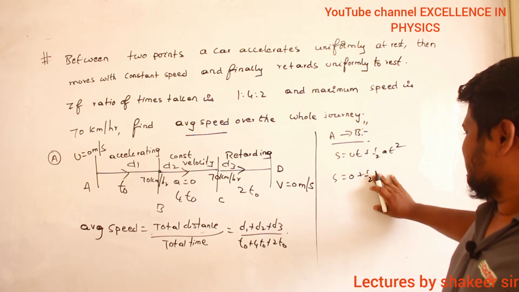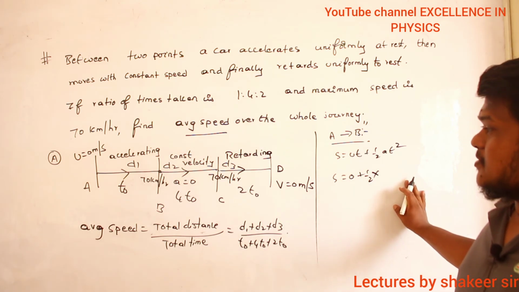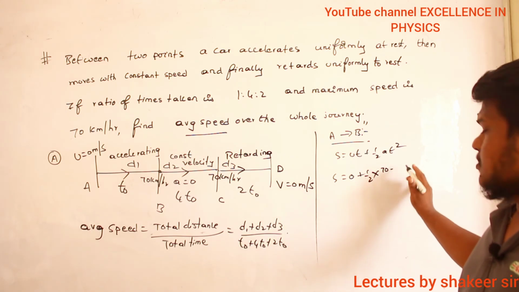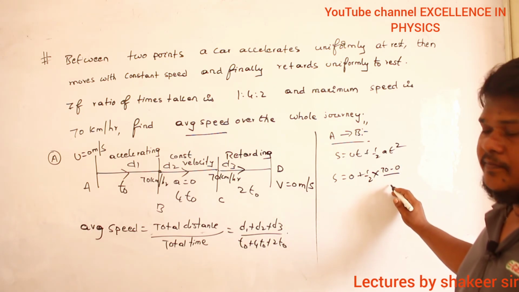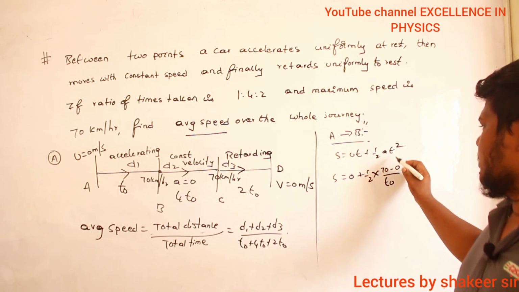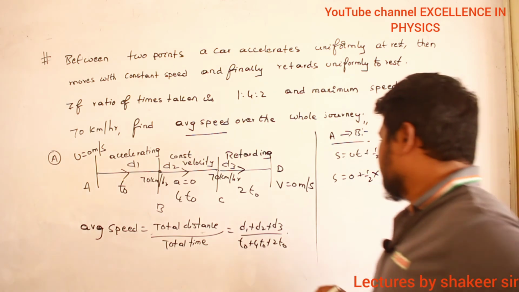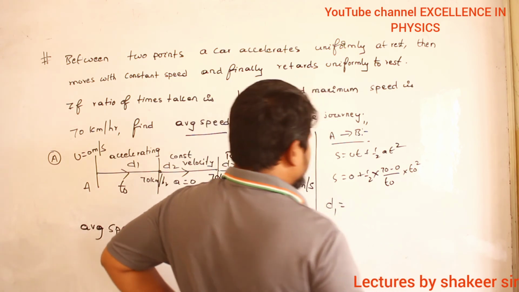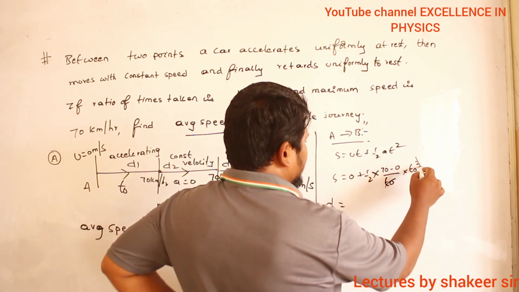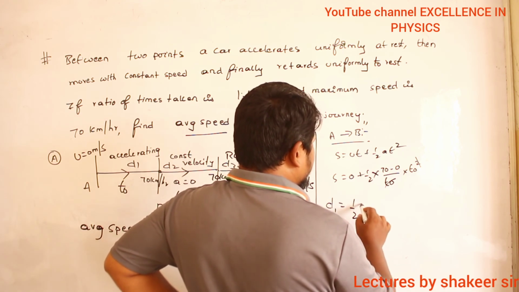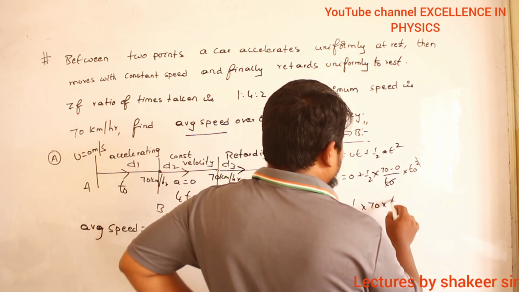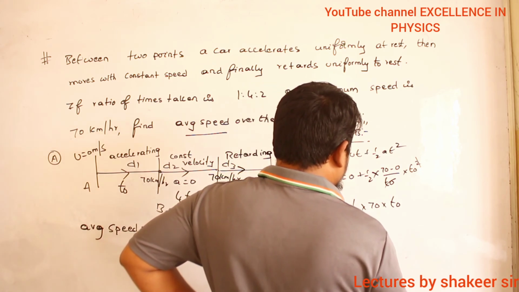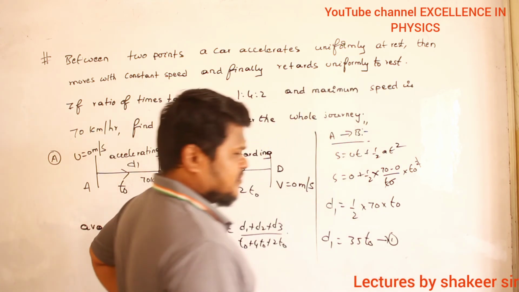So acceleration: final velocity 70, initial velocity 0, time taken t naught, multiplied by again time taken, t naught square. So what is the distance d1 in the first condition? t naught and square will get cancelled. So it is half of 70 into t naught. So therefore d1 is equal to 35 t naught. So this is my first distance.